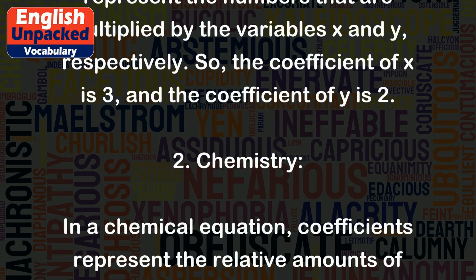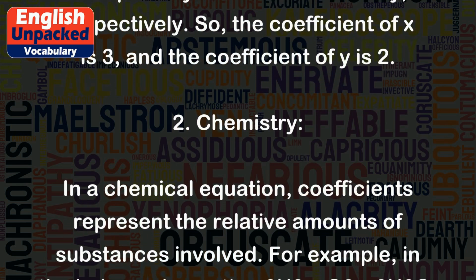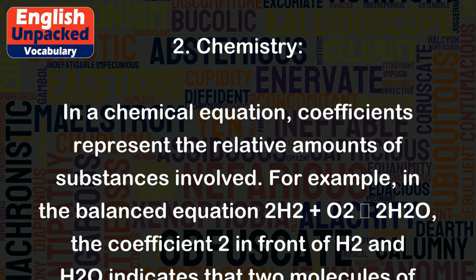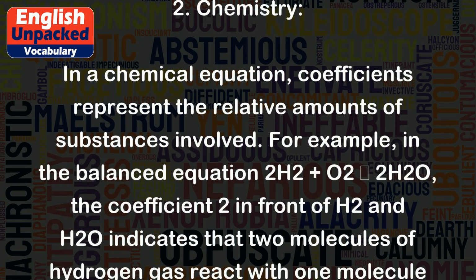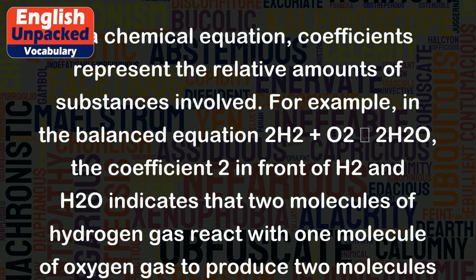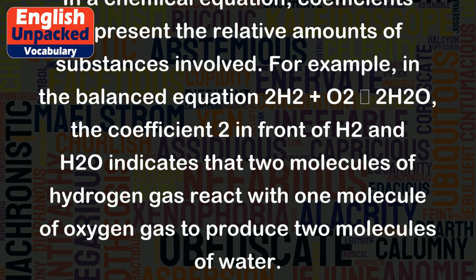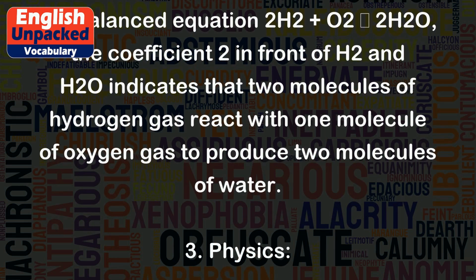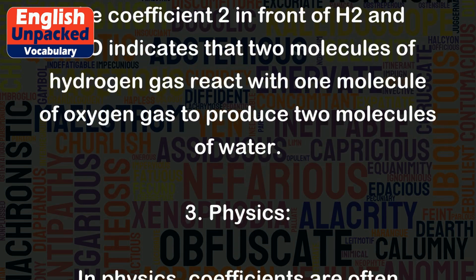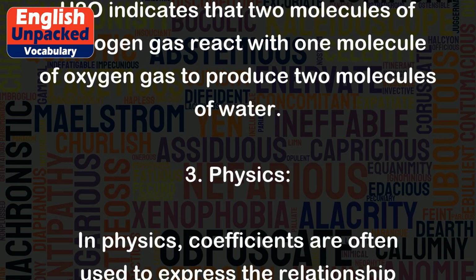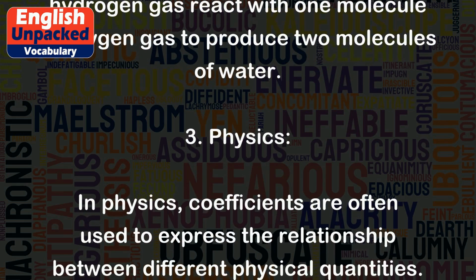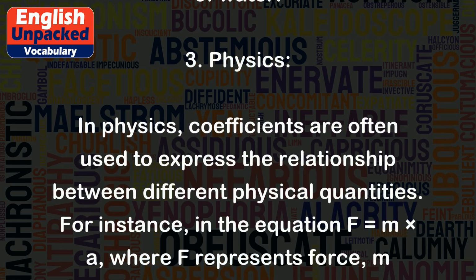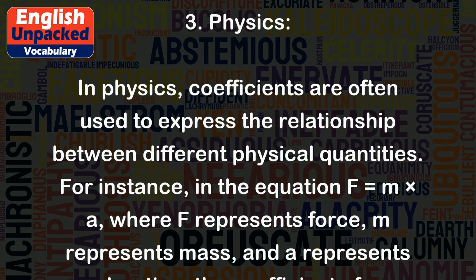2. Chemistry. In a chemical equation, coefficients represent the relative amounts of substances involved. For example, in the balanced equation 2H2 + O2 → 2H2O, the coefficient 2 in front of H2 and H2O indicates that two molecules of hydrogen gas react with one molecule of oxygen gas to produce two molecules of water.